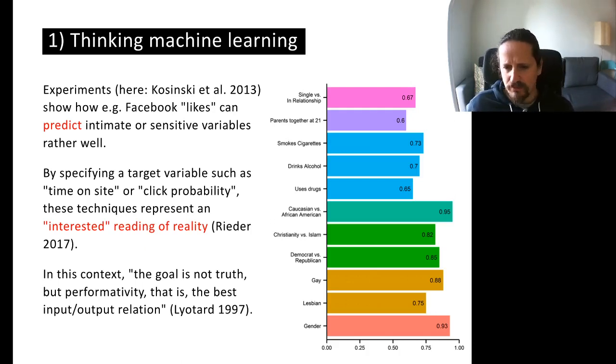Just to give you a general idea of how this more conceptual approach could work, one can look at concrete examples of machine learning or similar techniques. Here on the right, you see a bar chart from a quite interesting study by Kosinski and colleagues, who tried to use Facebook likes to predict very intimate or sensitive variables. You have drug use in there, in a U.S. context, racial questions, political affiliation, sexual preferences, and so forth. I think it's a good example of how the machine learning setup works.